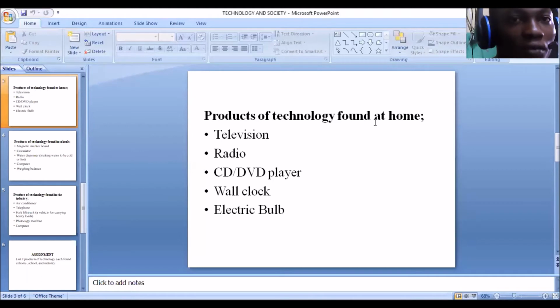Now, at home, what are the products of technology you find at home? What technological materials do you find at home? The products of technology found at home include television. Yes, television. We watch TV daily. If you want to watch your football match or your favorite programs, you watch them using television. Television has made it possible for us to view things happening in other countries, things not happening physically where we are, but we are able to view them with the help of television.